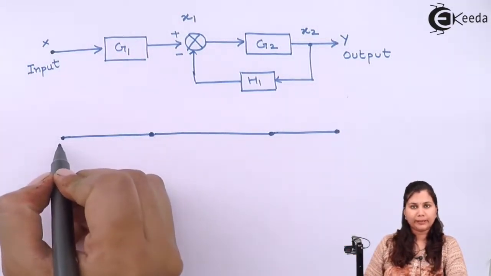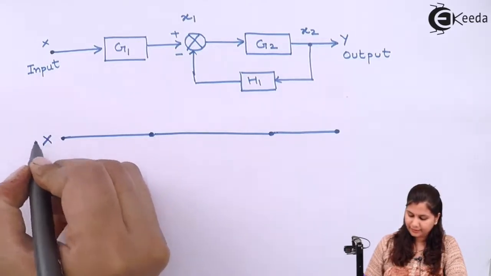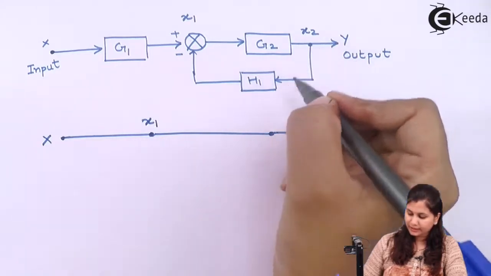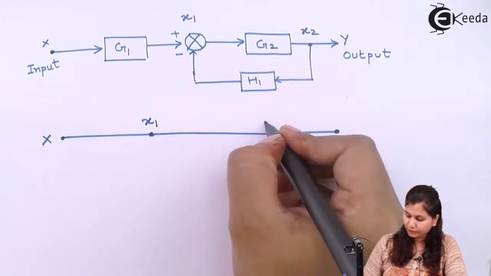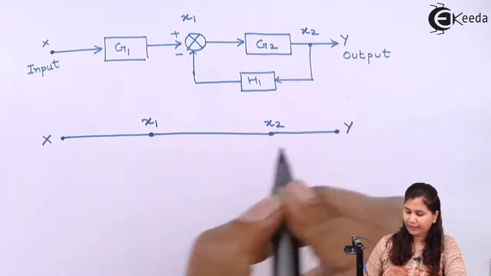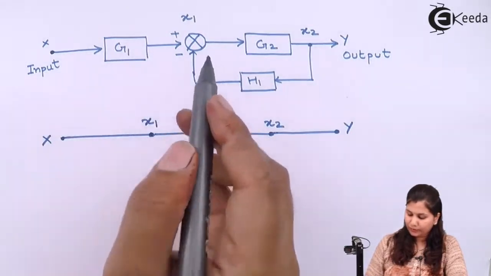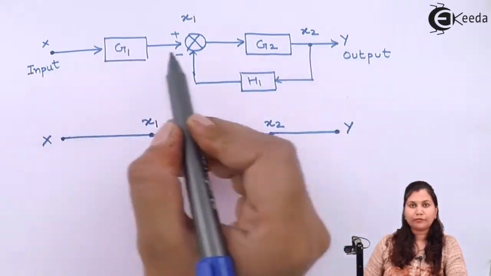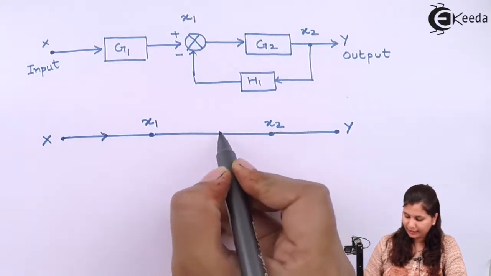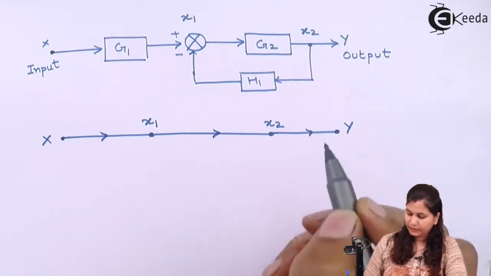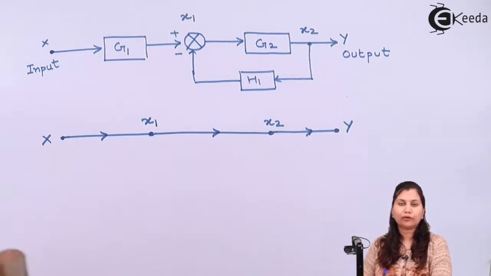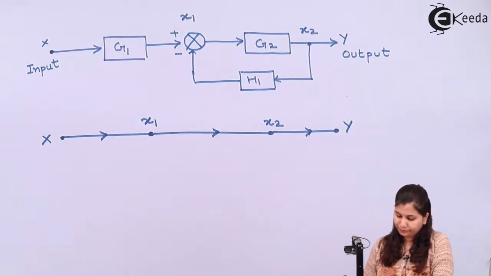This node is for the input, so it is x. This is for the summing point, it is x1. This node is for the takeoff point, so it is x2, and this node is for the output, so it is y. Now draw the arrows in the direction of the flow of the signal. So we have drawn x to x1, this is the arrow. This is the direction of the arrow, the flow of the signal from input to output.